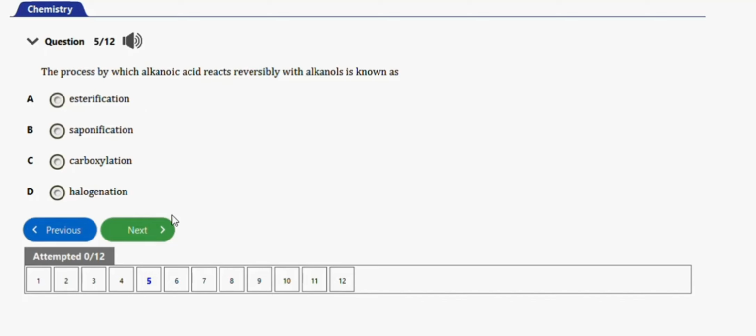The next question with this one, it says, which of the following compounds would react with alkanoic acid to give a sweet smelling liquid? So it will be an alkanol. Okay, option B is the obvious answer.